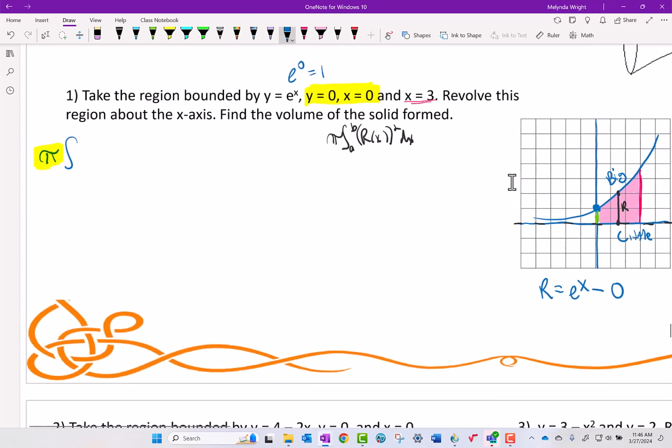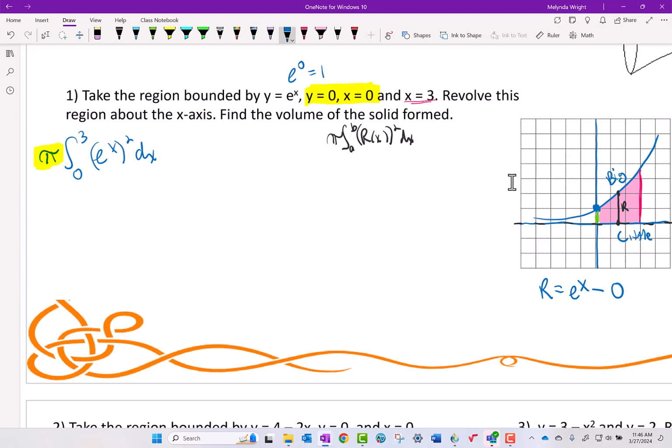Our beginning x value, the beginning of this pink figure, is 0, and our ending x value is 3. So I'm going to integrate from 0 to 3 of R, which is e to the x squared dx.